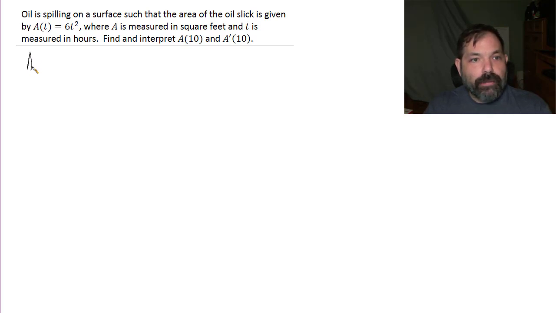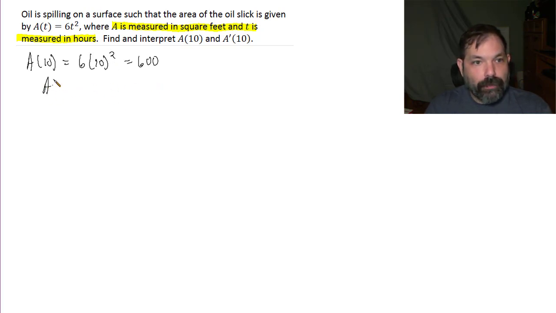Alright, so first, A of 10. Well, that's simple enough. We can just use some algebra here. A of 10 would be 6 times 10 squared. That's 600. So, now let's understand. A is measured in square feet, and t is measured in hours. Alright, so my interpretation. After 10 hours, the oil slick has area 600 square feet.